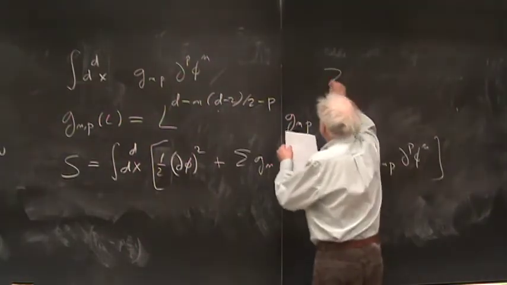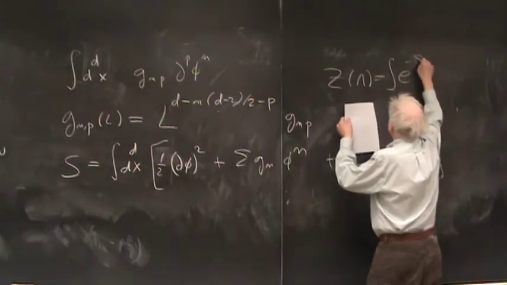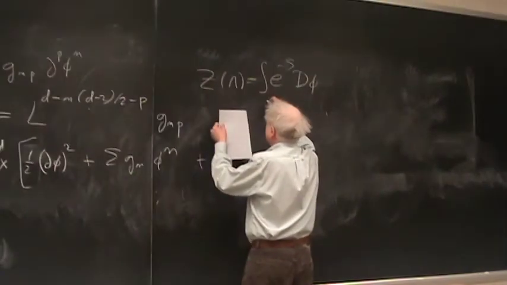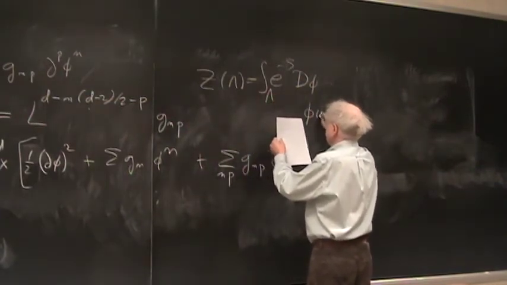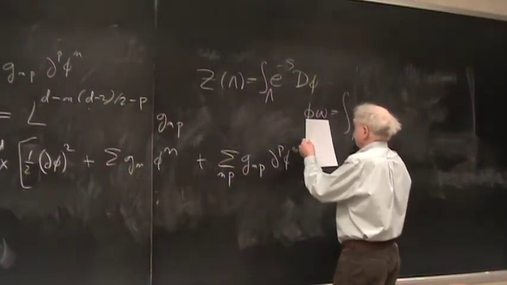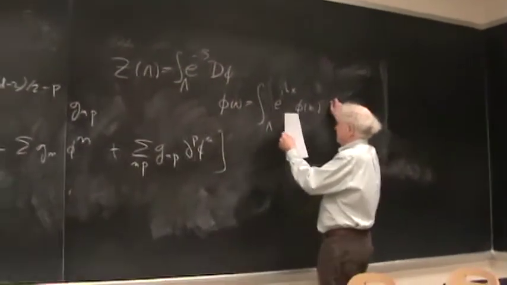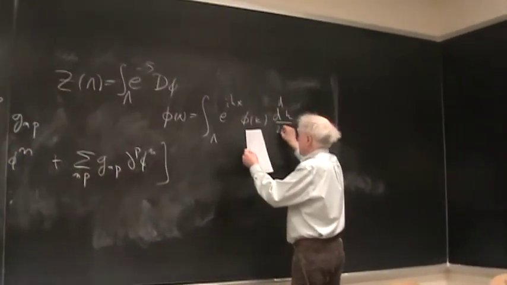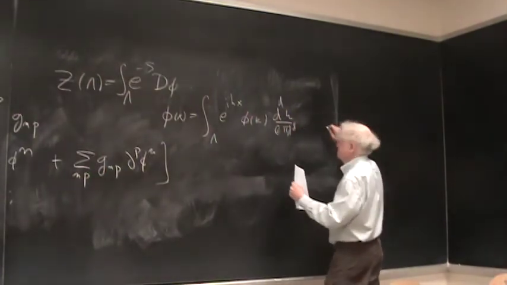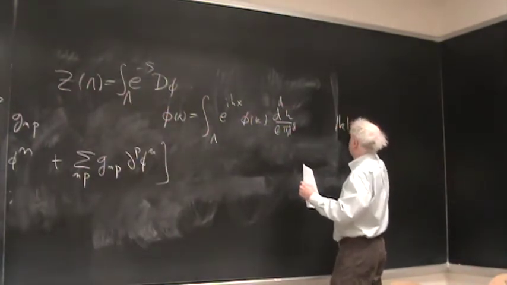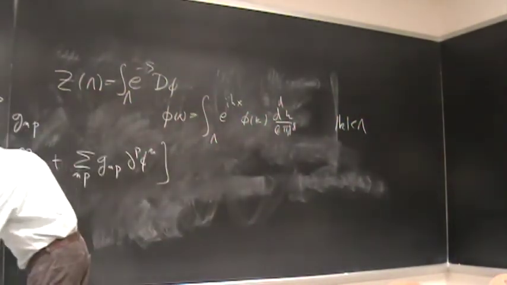We're going to be talking about Z of lambda, which is an integral e^(-S) D phi, a path integral with cutoff lambda. And by lambda, we mean that we have our fields phi of x, the integral over lambda of e^(ikx) phi of k, d^dk over (2 pi)^d, and this has k less than lambda, in Euclidean space, let's say.